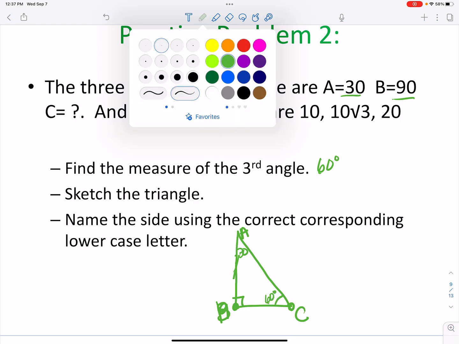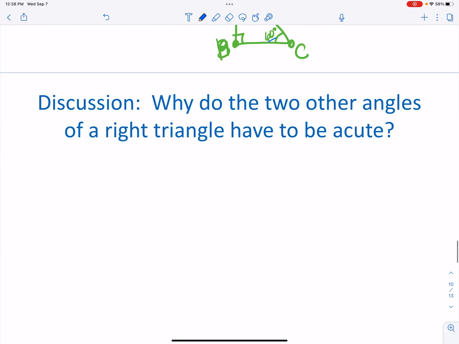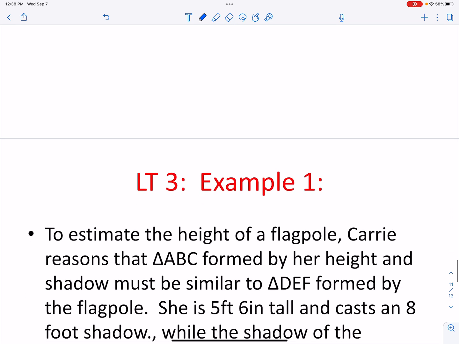So name the side using the appropriate lowercase. If I look at this, 10 is the smallest, so side a is 10. I would be looking for the correct letter. The medium one is across from C, so c would be 10 root 3, and b would be 20, because that's across from the hypotenuse. I'm going to be grading the correct letters, that you can put things in the right places.